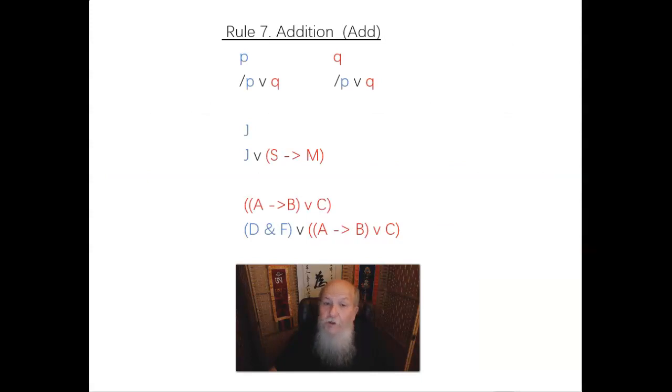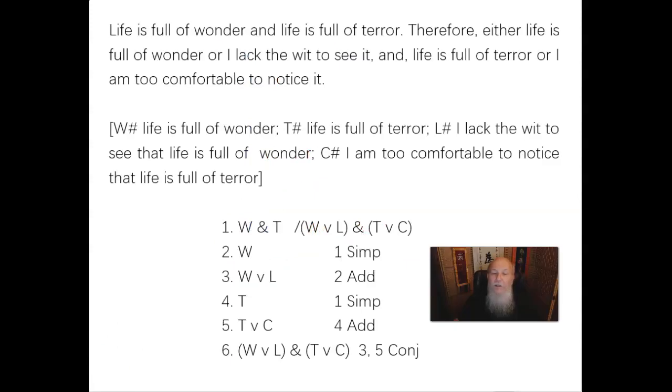Our next rule is called addition. If I have P, I can join anything I want, essentially, to the other side of it. And if I have a Q, I could add a P. Let's look at some instances of this. If I had a J, I could add, if I wanted, if S then M. Or if I had, if A then B or C, I could join to it, if I wanted, D and F. Let's see how we would use this in a proof.